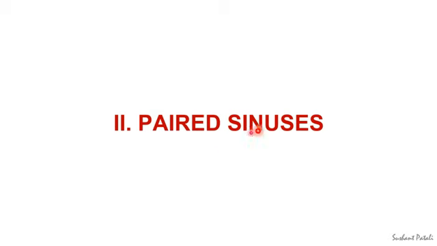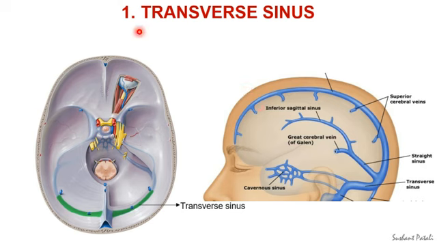Now let's talk about the paired venous sinuses. The first paired dural venous sinus I am going to talk about is the transverse sinus. Each transverse sinus is situated along the posterior attached margin of the tentorium cerebelli, and it lodges in a groove extending from the internal occipital protuberance to the mastoid angle of the parietal bone. The right transverse sinus is usually larger and the left one is smaller.